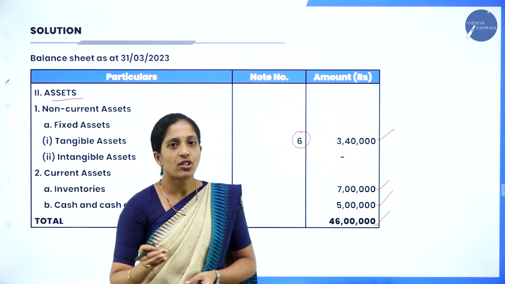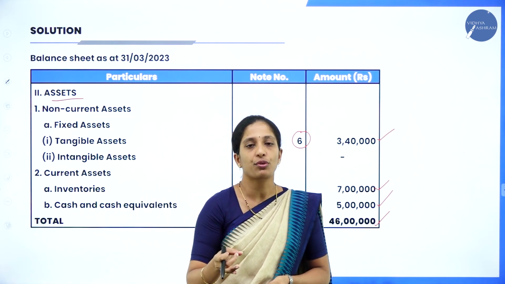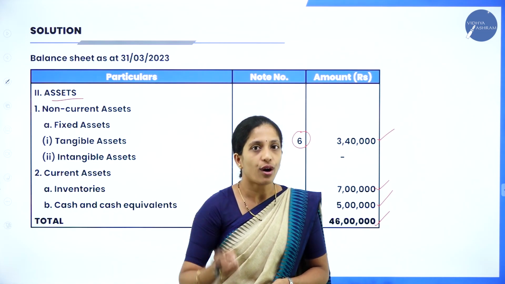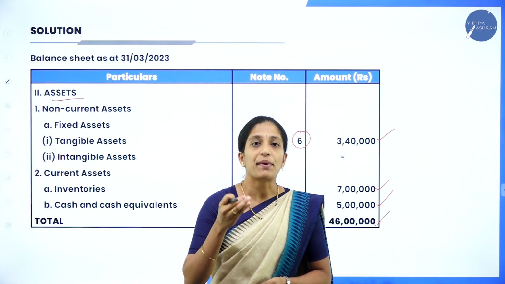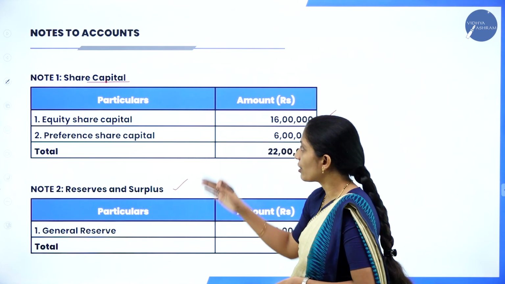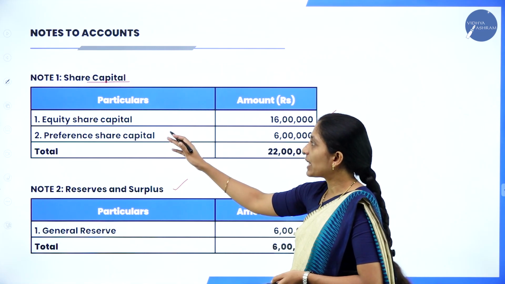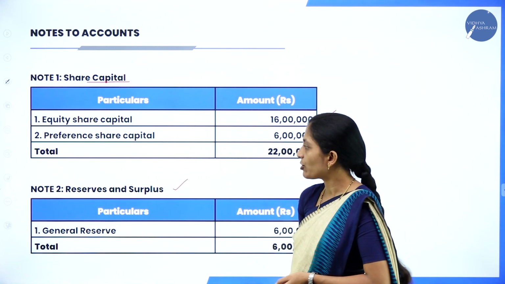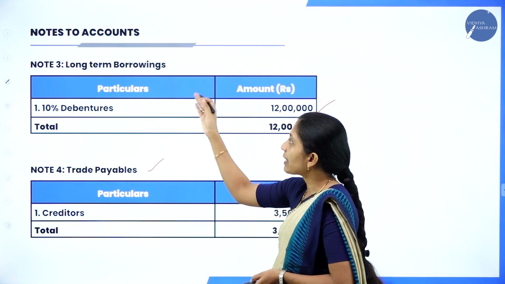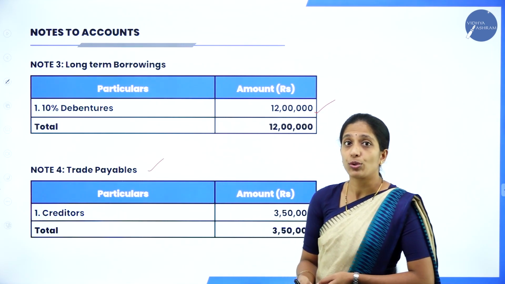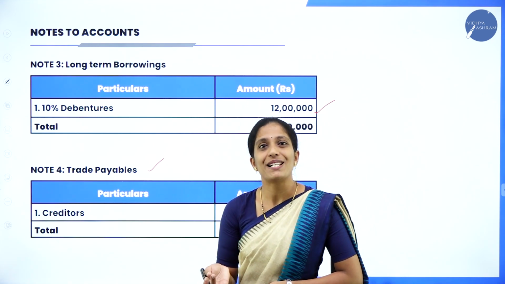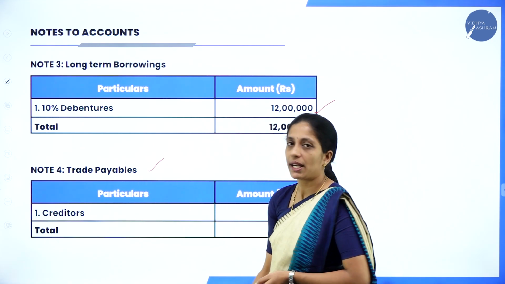So how to remember, children? Normally you will have a note to record: 8% debentures, or debentures, come under long-term borrowings. Okay, share capital: equity share and preference share come under equity share capital. So if you see the note here, share capital, we have equity share capital and preference share capital. Under reserves and surplus, we have general reserve. Next, long-term borrowings, normally they'll give you the debentures. Trade payables, I have told you, creditors and bills payable. That comes under trade payables.